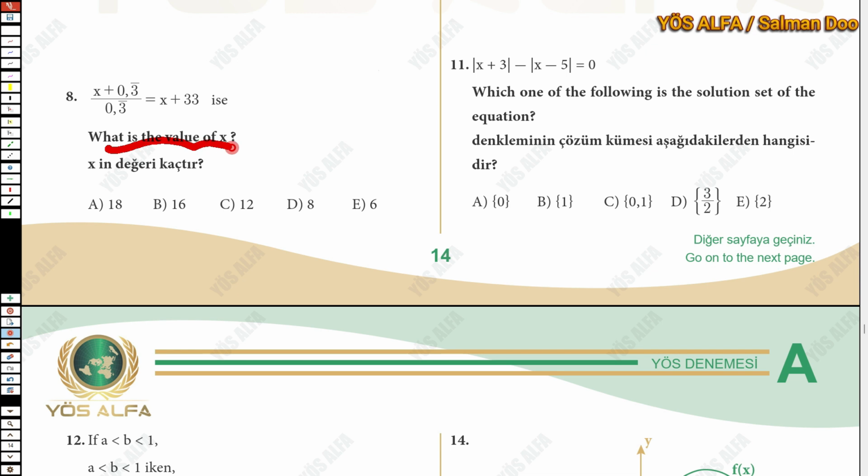8. What is the value of x? Let's simplify this. x over 0.3 bar plus 1 is equal to x plus 33. 0.3 bar is equal to 3 over 9, which is 1 over 3. Let's rewrite this equation using this result. So x over 1 over 3 is the same as 3x, which is equal to x plus 33 minus 1, which is 32. So 2x is 32, x is 16.